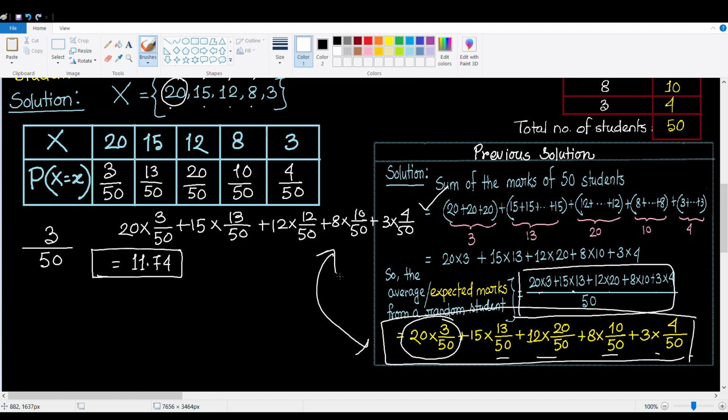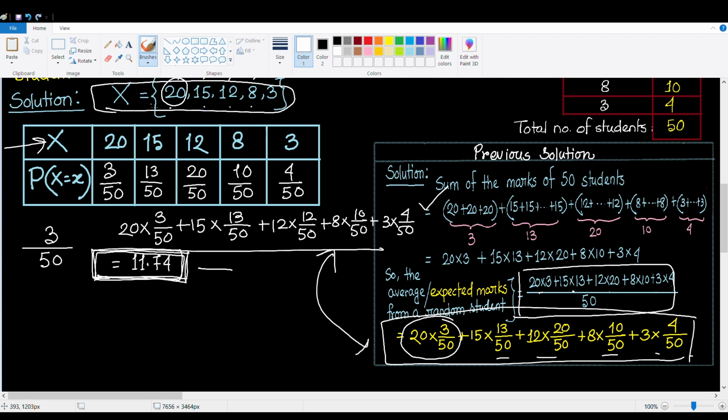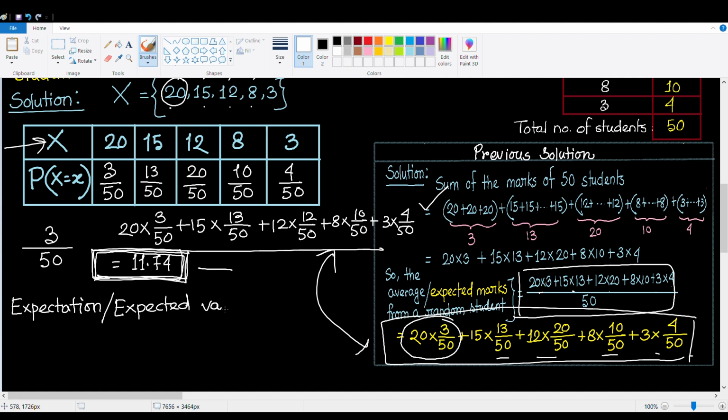Therefore we can say that for a set of random variables, if we multiply each value by its corresponding probability and add all of these products together, we get the expectation or the expected value of this random variable. Okay, 11.74, it means that this is the expected value of this random variable. Okay, so expectation or expected value is the average of the random variable.